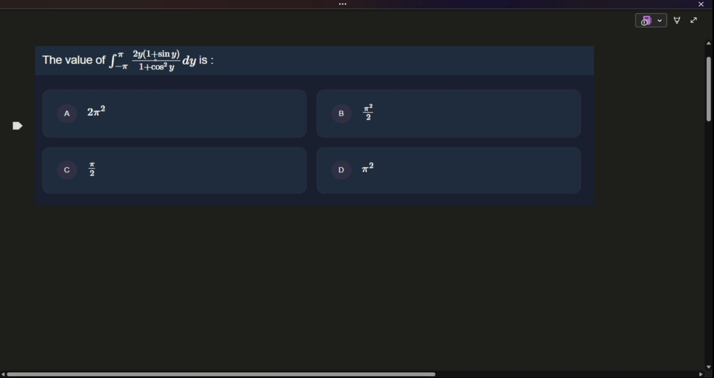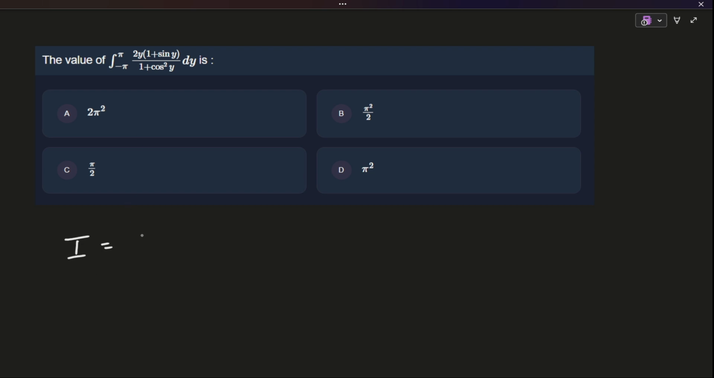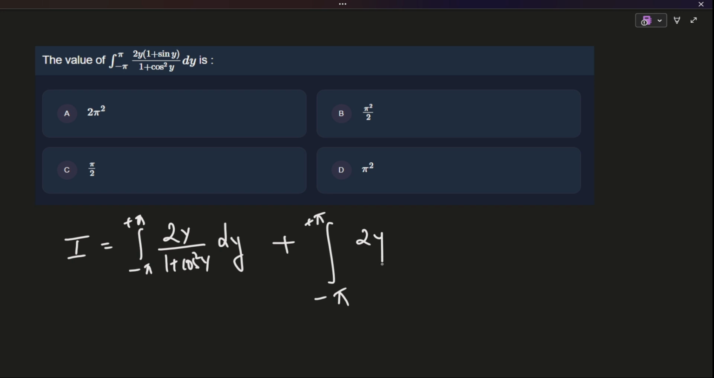Minus pi to pi, 2y into 1 plus sin y. So how can we solve this? If you see here, I can write this simply as minus pi to plus pi. And the first integral I have is 2y by 1 plus cos square y dy. And the next integral I will have is minus pi to plus pi, again the integral 2y into sin y divided by 1 plus cos square y, right?